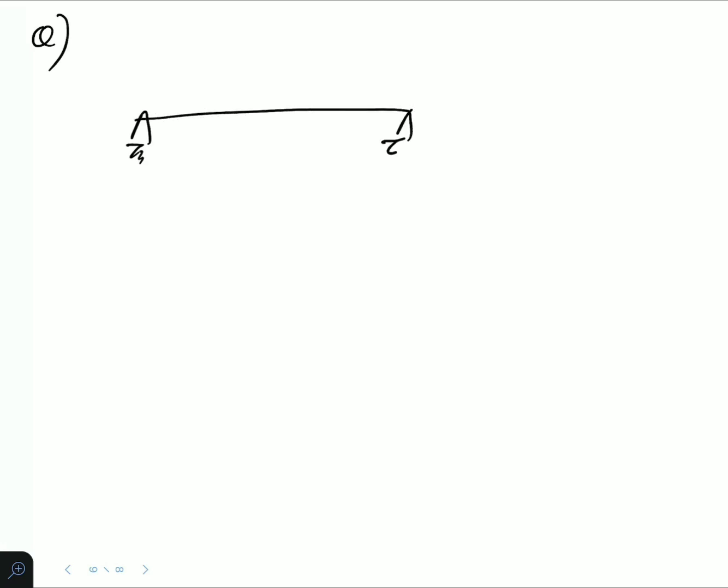Now the next question. A simply supported beam carrying a uniformly varying load. Okay, this is somewhat complicated compared to the other questions.